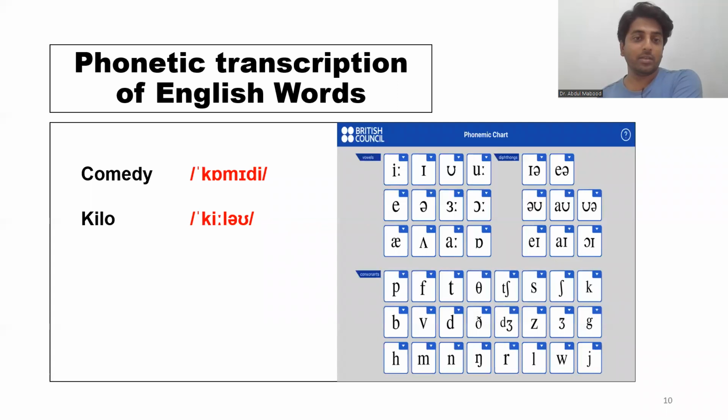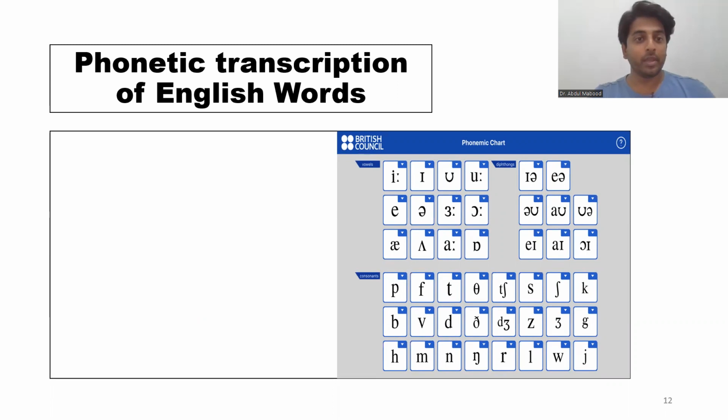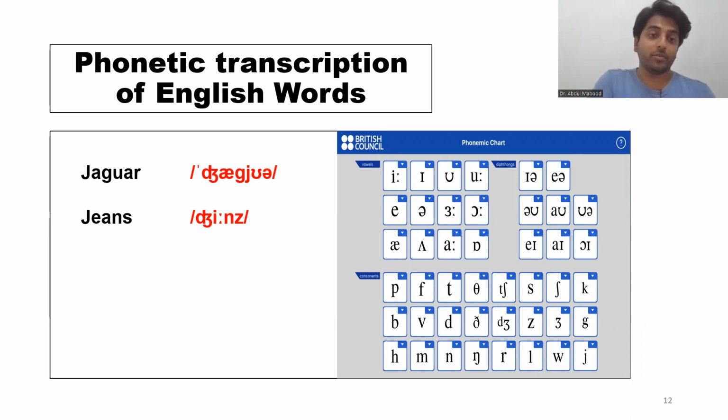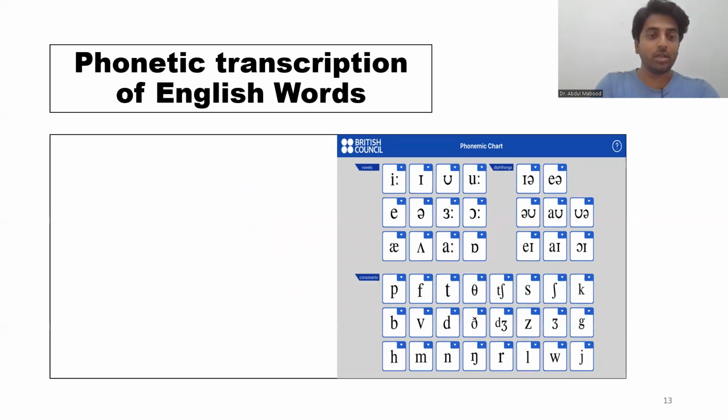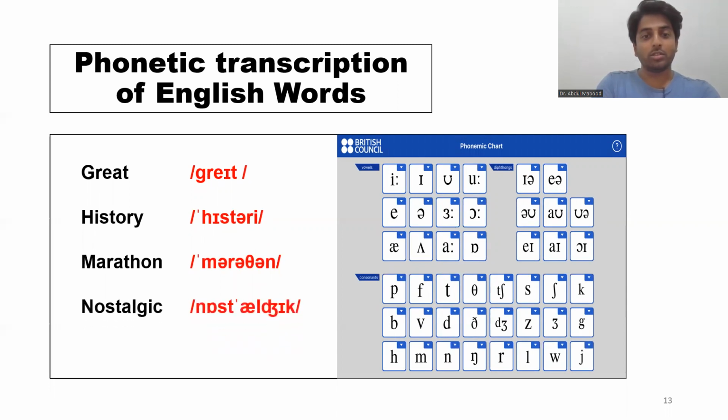Now next word we have committee, then kilo, then quick, then chemistry. See how C and H make the sound ka. Then before, verify, danger, and then next you see we have jaguar, then jeans. Now see, it is not sa sound, but za sound, jeans. Now why it is not sa and why it is za, I will discuss in another video. Then you see it is zodiac, then azure, then great, history, then marathon, then nostalgic.